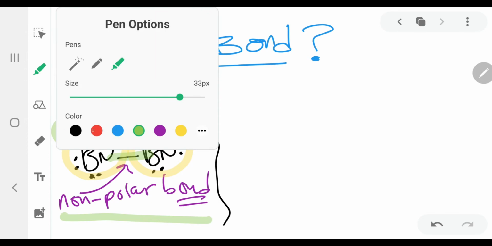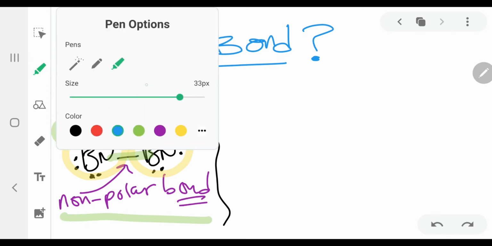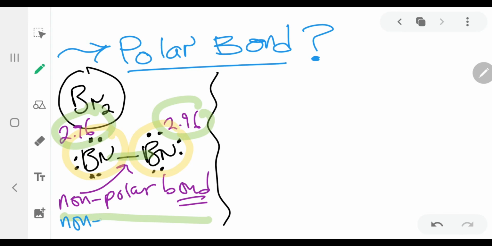And overall, what you have here is a non-polar molecule. A non-polar molecule will have a dipole moment equal to 0. So I'm just going to redraw that again. The symbol is like this, equals to 0. So let's have a look at another example.